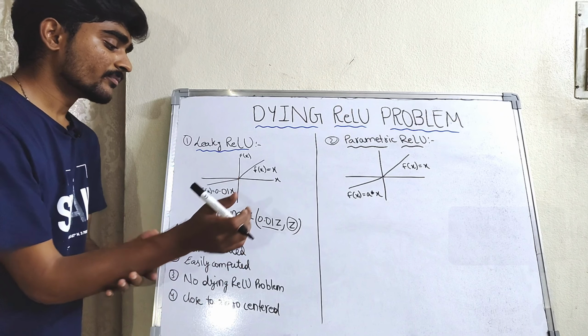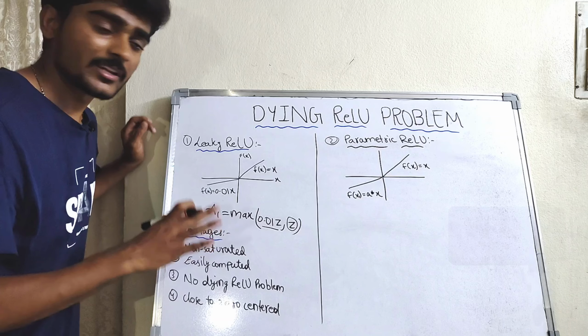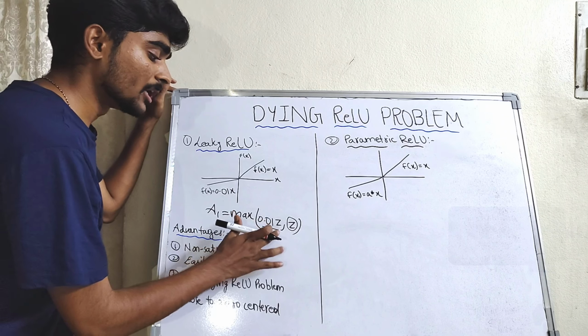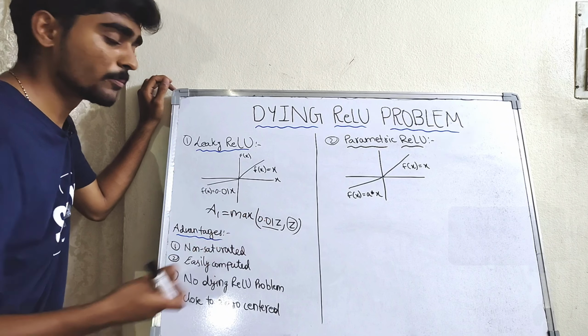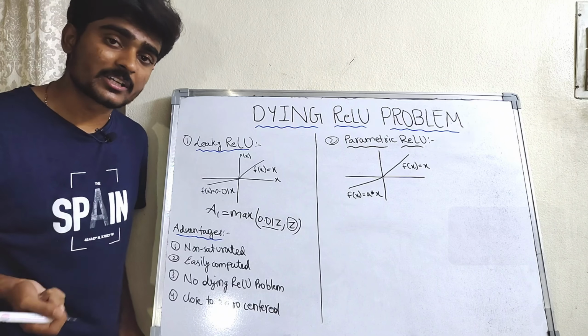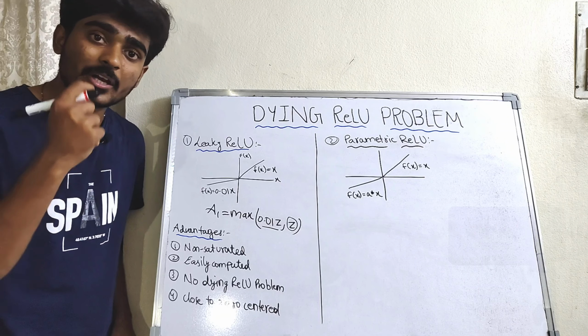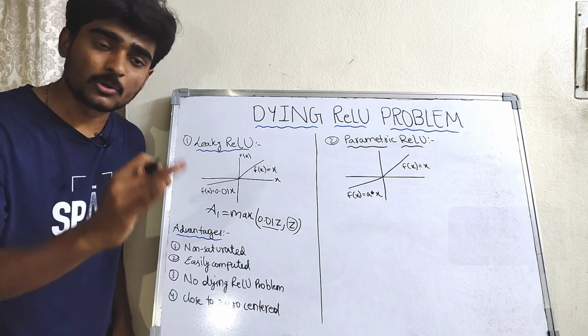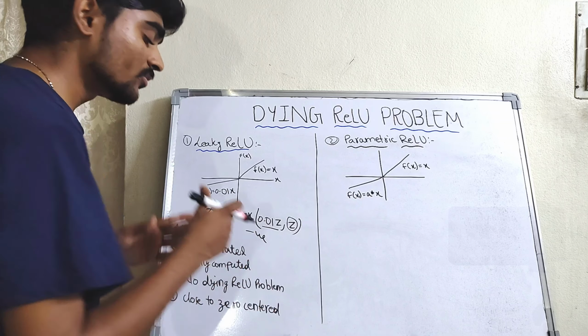Now let's say when z values are negative, they will be multiplied with 0.01. But in the previous ReLU activation function, when z values are negative, the output is 0. In this leaky ReLU activation function, we get a negative value as output. In the previous ReLU we get only positive values or 0, but here the activation function output may be negative or positive, so it is close to zero centered.